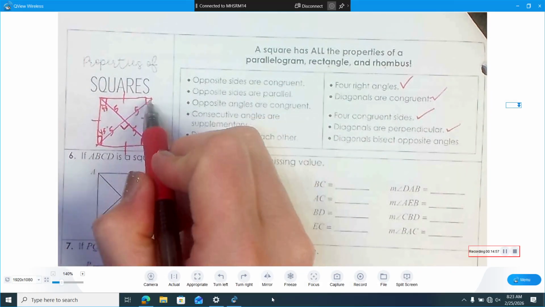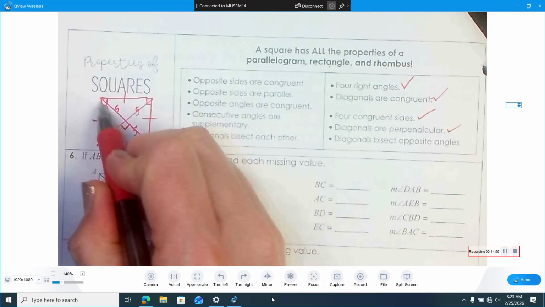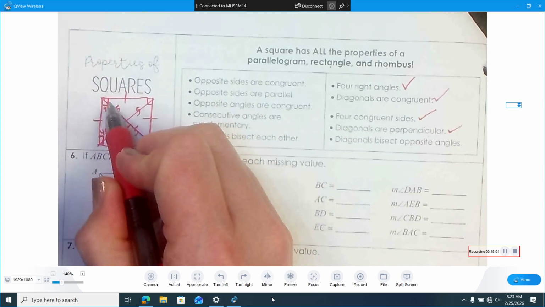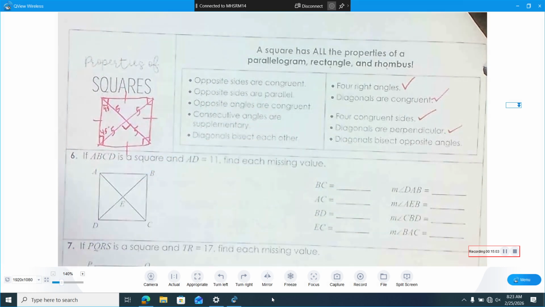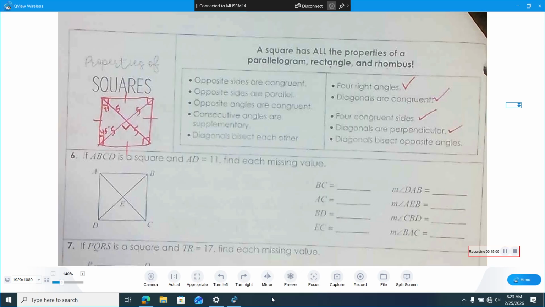Yes, exactly, we have parallel sides. So again, all of these alternate interior angles, they all match. They all have to be 45. So all those little baby angles in the corners are 45s. Okay. All right.